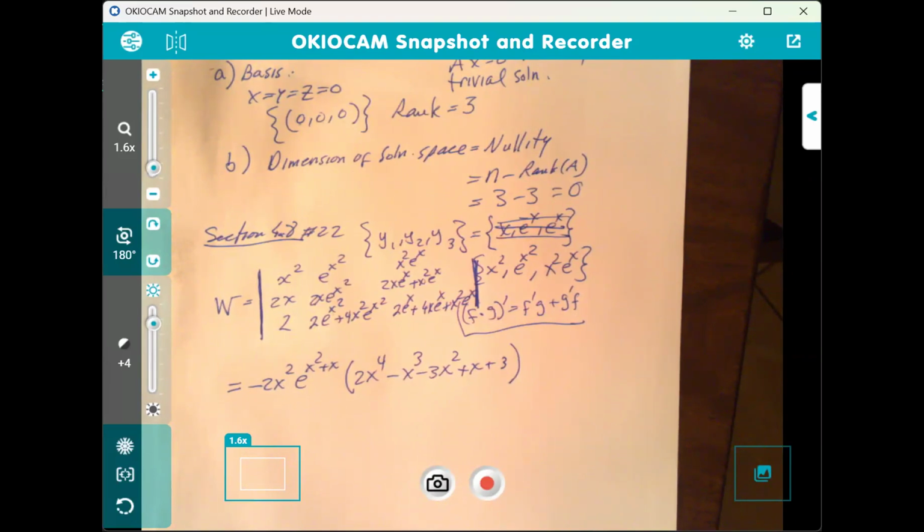In just one exercise is all I wanted you to see as an application here, just to see how this works in the context of differential equations. All right, let me stop recording here.